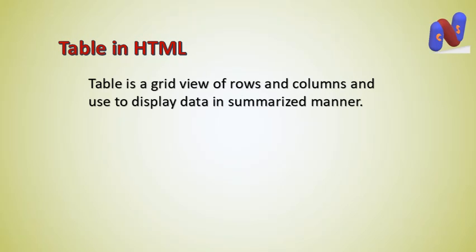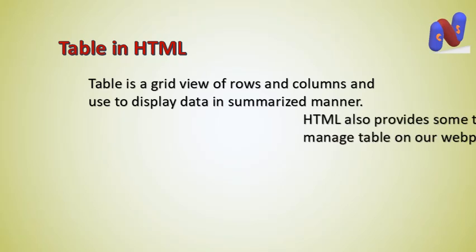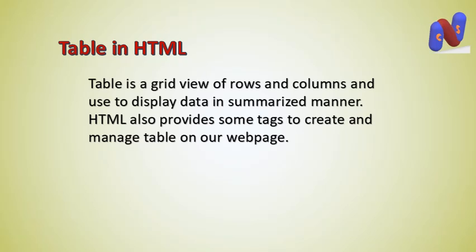Now first of all, what is a table? A table is a grid view of rows and columns, used to display data in a summarized manner. As you have learned the definition of a table in previous classes also, it is a combination of rows and columns. So HTML also provides some tags to create and manage a table on our web page.